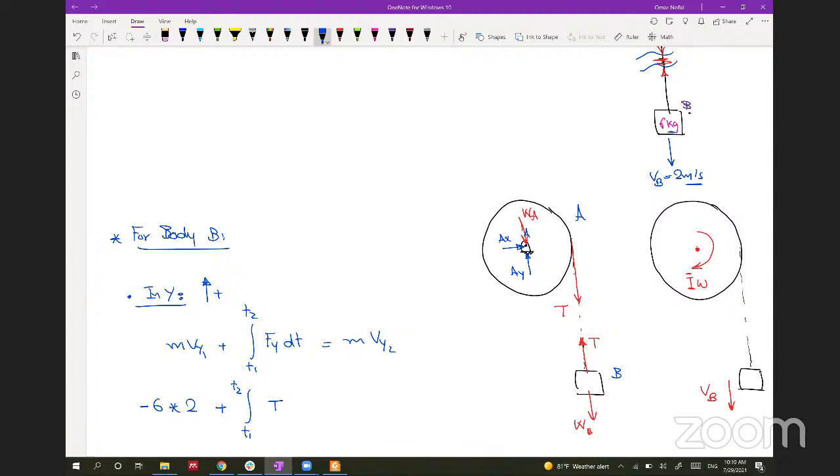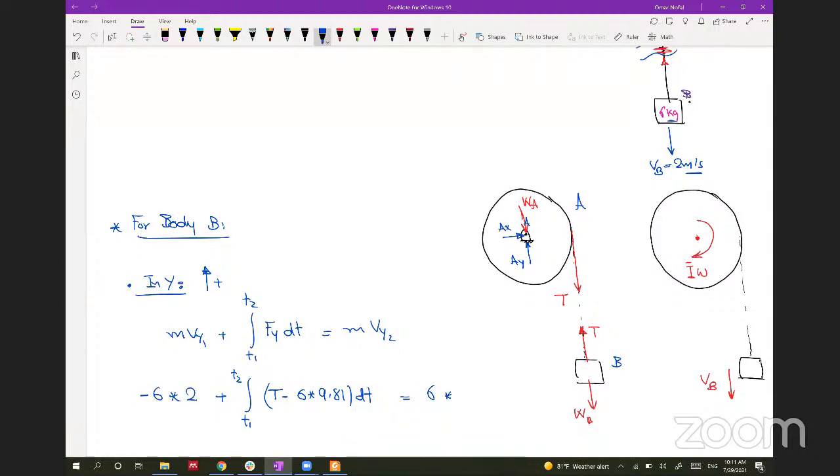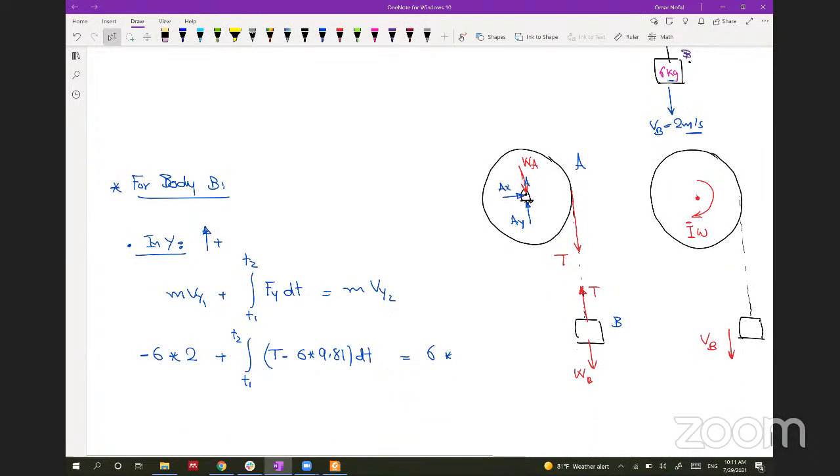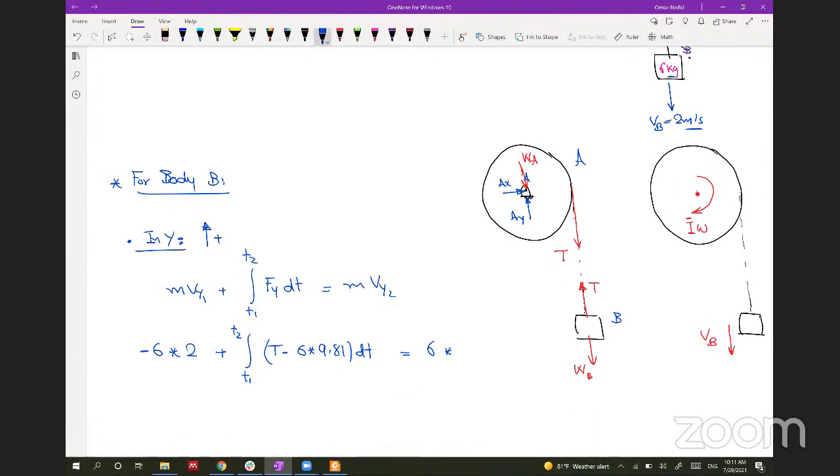T positive minus the weight, which will be 6 multiplied by 9.81 dt, and this should be equal to the mass, which is 6 kilograms multiplied by Vy2. So I will have to assume a direction of Vy2. We can assume it in the negative and see if this assumption is right or wrong. So we will assume it's going down, so this will be negative Vy2, something like that.